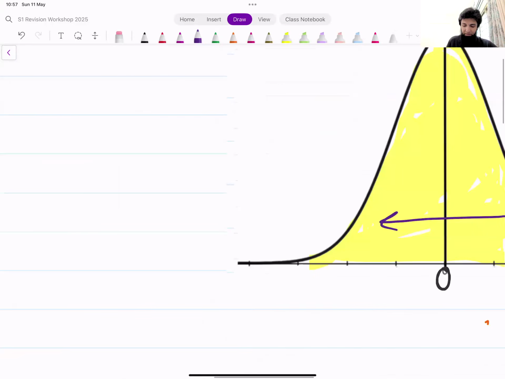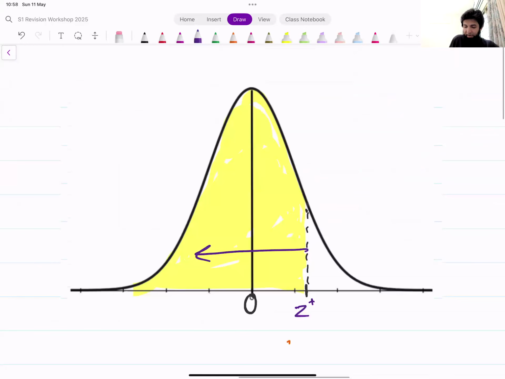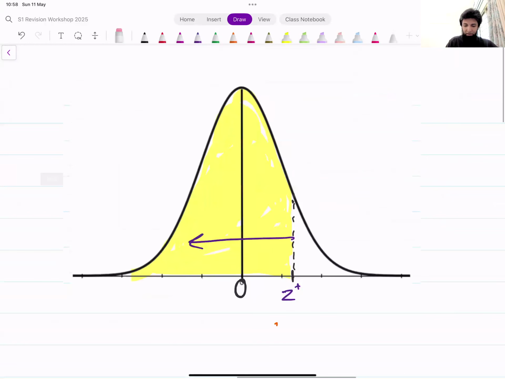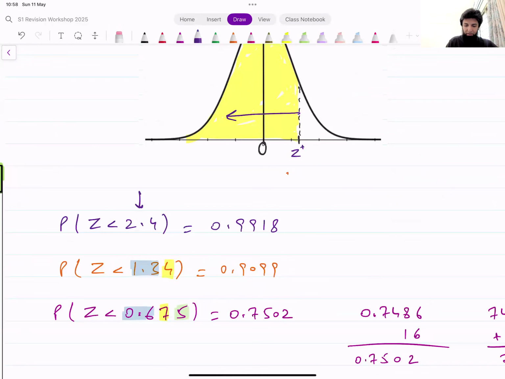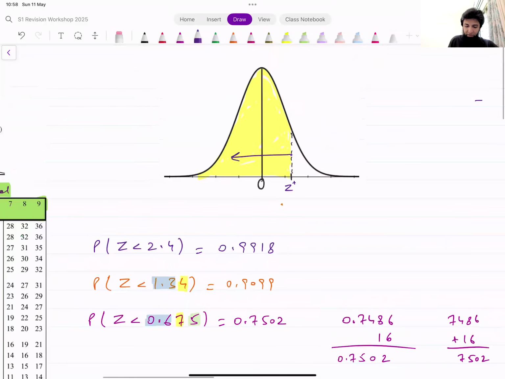And what is that specific case? It's when you have something like this. There's a positive Z value, and you're finding the area to the left side of that. So in all of these cases that you saw here, Z less than a positive value, Z less than a positive value, Z less than a positive value. This is the only form for which the table gives you the area, right? So less than 2.4, less than 1.34, less than 0.675, all of these values are positive, and we're considering the area to the left side of them.